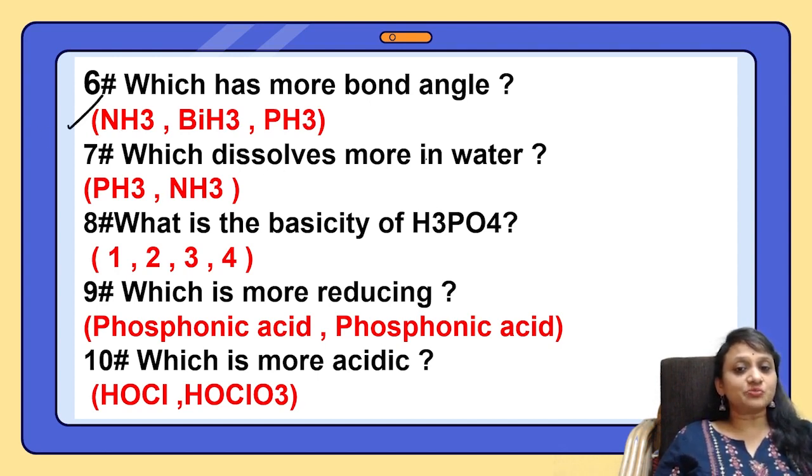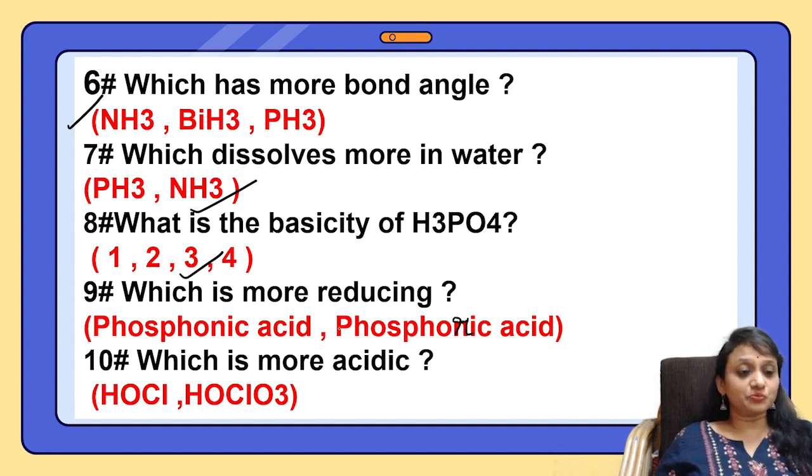Which dissolves more in water? Whichever has hydrogen bonding, ammonia is the answer. What is the basicity of H3PO4? 3 is the answer. Which is more reducing? Phosphorus acid, phosphonic acid. So here a little change, students. This should be phosphoric. Okay, I'm sorry. This should be phosphoric.